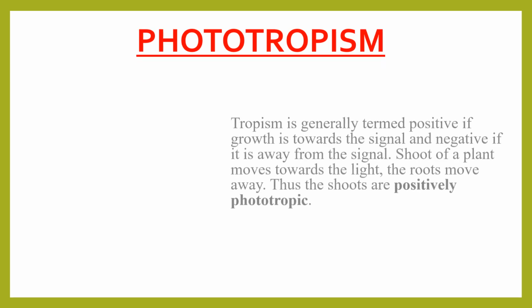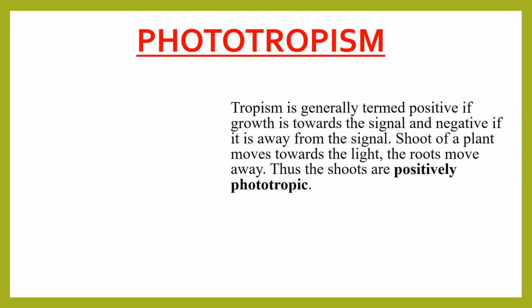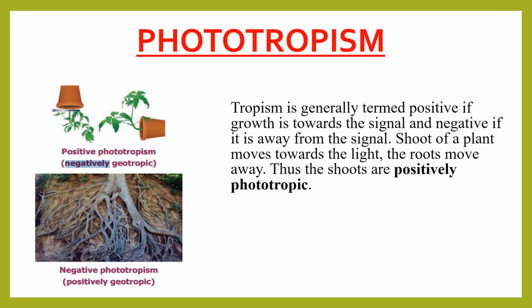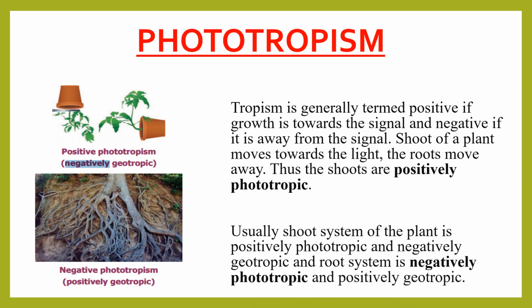Phototropism. Tropism is generally termed positive if growth is towards the signal and negative if it is away from the signal. Shoot of a plant moves towards the light, the roots move away. Thus the shoots are positively phototropic. Usually, the shoot system of the plant is positively phototropic and negatively geotropic, and the root system is negatively phototropic and positively geotropic.